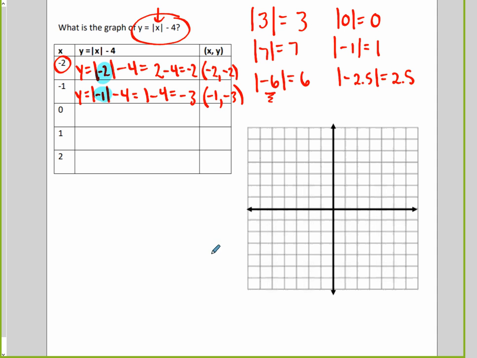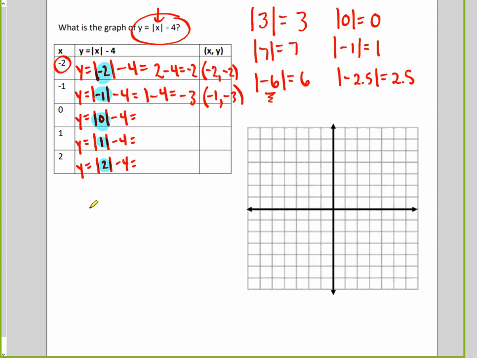Time to put in 0, and then take away 4. Then you're going to put in positive 1, and take away 4. And then you're going to put in 2, and take away 4. Now there's less action going on here, because when you do the absolute value of 0, it really doesn't do anything. It just keeps it 0. Absolute value of 1 is 1. The absolute value of 2 is 2.